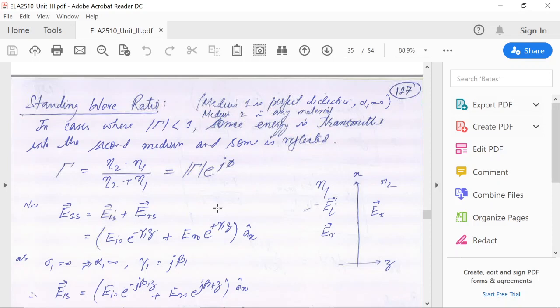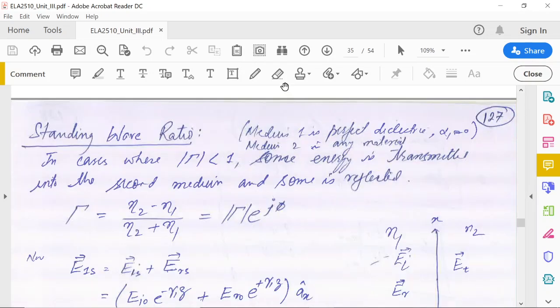Again, we will take the assumption that medium one is a perfect dielectric and medium two is any material, in general any one. For a perfect dielectric, the conductivity is zero, and the attenuation factor will also be zero.